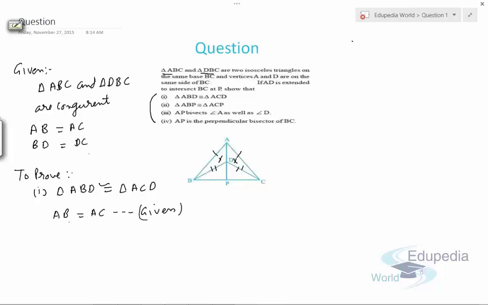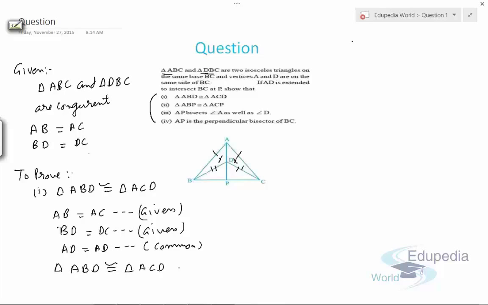Second, we can say that BD equals DC, which is also given, and AD equals AD, which is common. So we have three criteria. So we can say that triangle ABD is congruent to triangle ACD by the SSS rule. So these two triangles are congruent by the SSS rule.